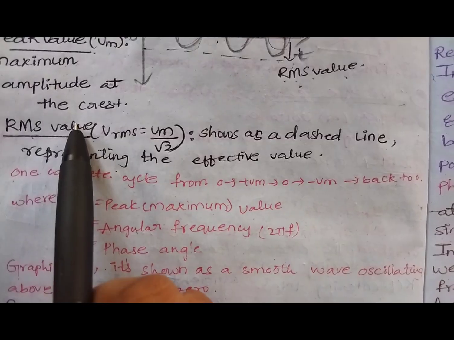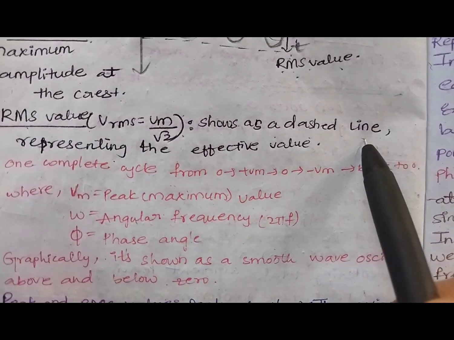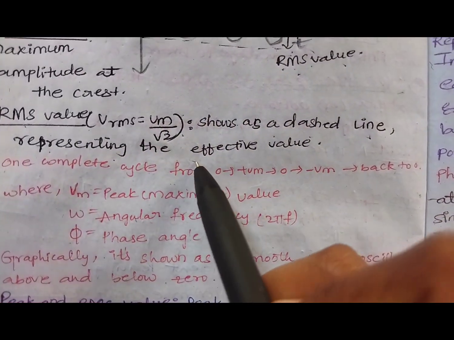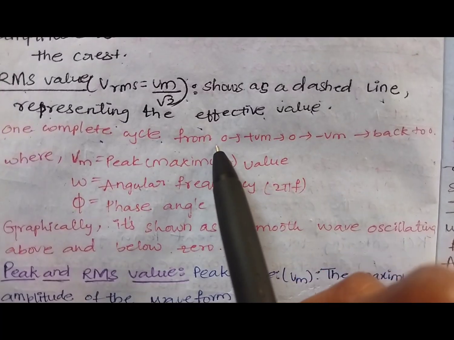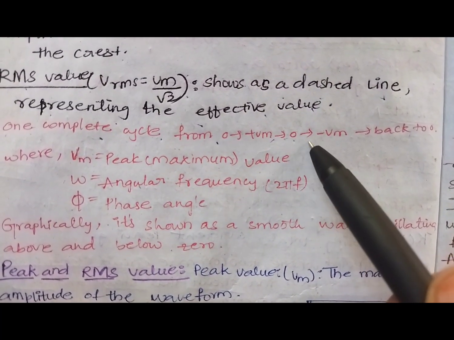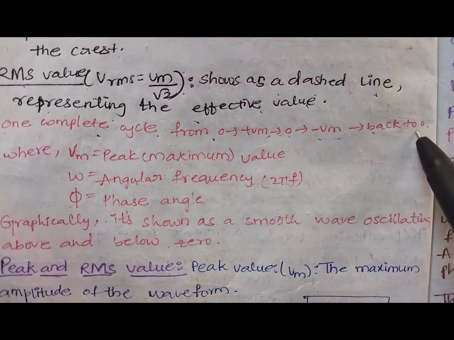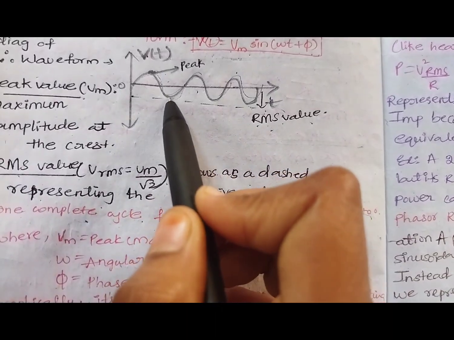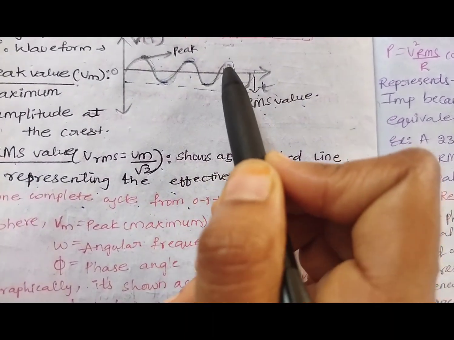RMS, root mean square value: VRMS equals Vm by root 2. It is shown as a dashed line, representing the effective value. In one complete cycle, the voltage goes from 0 to the maximum, back to 0, then negative, and back to 0. Positive Vm is present, then negative Vm, then again positive, negative, and so on.